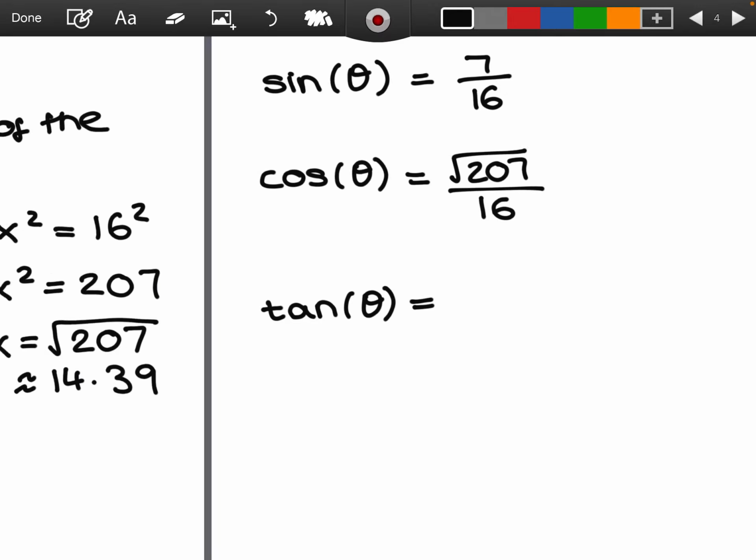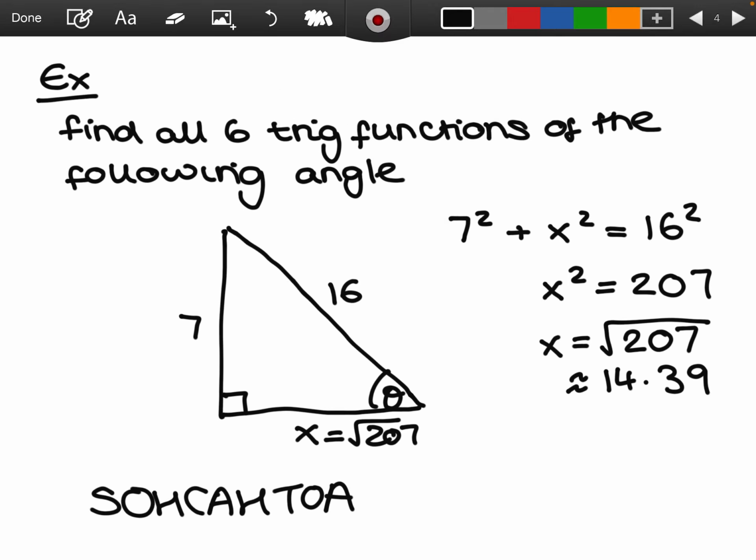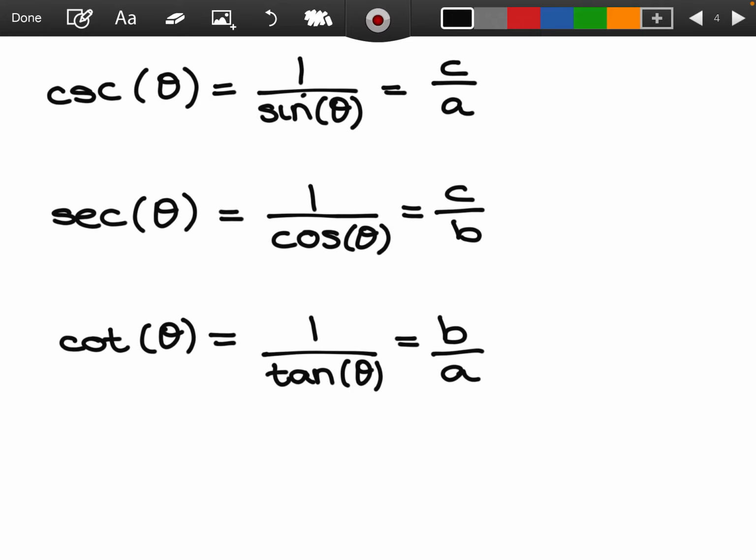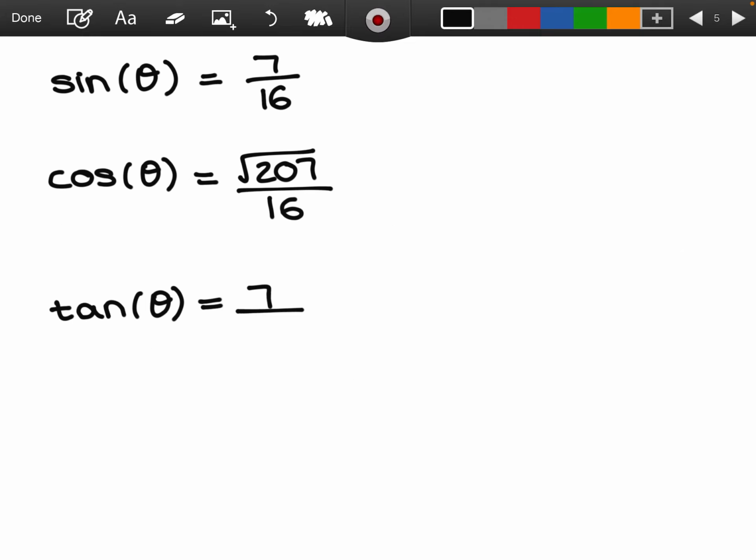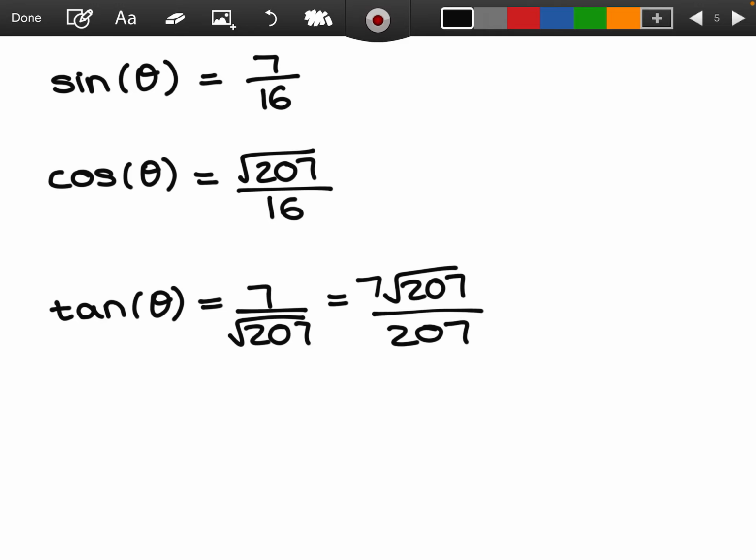And finally, tan of theta is going to be opposite divided by adjacent, which is going to be 7 over the square root of 207. You can rewrite that if you want to rationalise the denominator, but you don't have to, just because we tend to find it neater to put square roots in the numerator of a fraction rather than the denominator, but you do not need to do that.